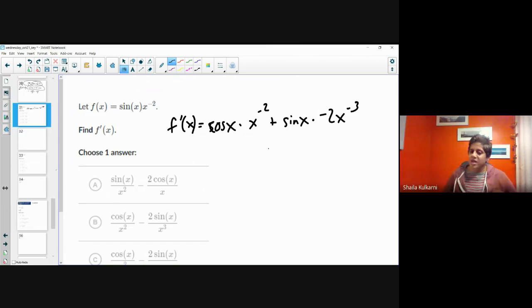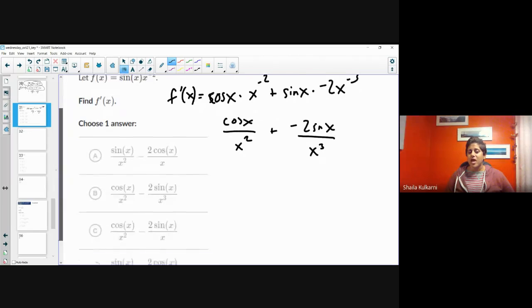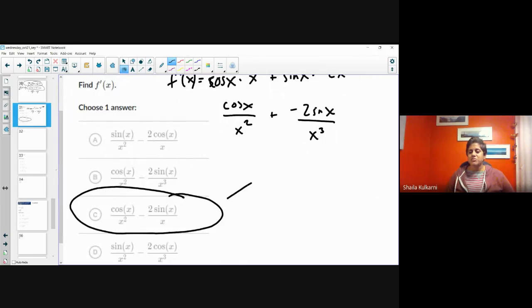We have denominators, so let's get denominators here. We have cosine x with the x to the positive 2. We have a negative 2 sine x with an x to the third power in the denominator. This is exactly the same as the problem we had before, that you may have skipped ahead because we were in a different class. So I just wanted to make sure you saw that.